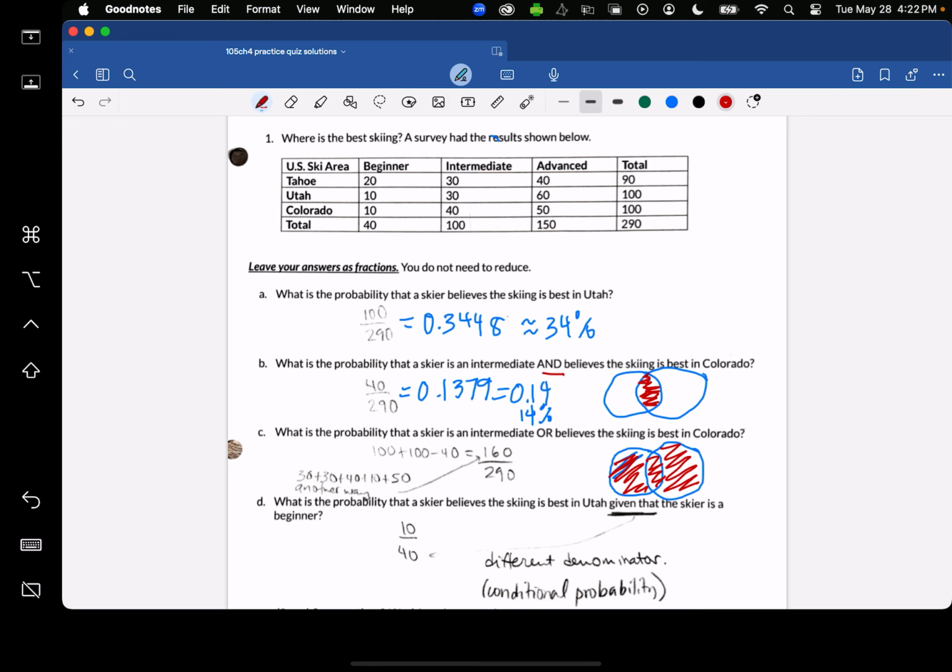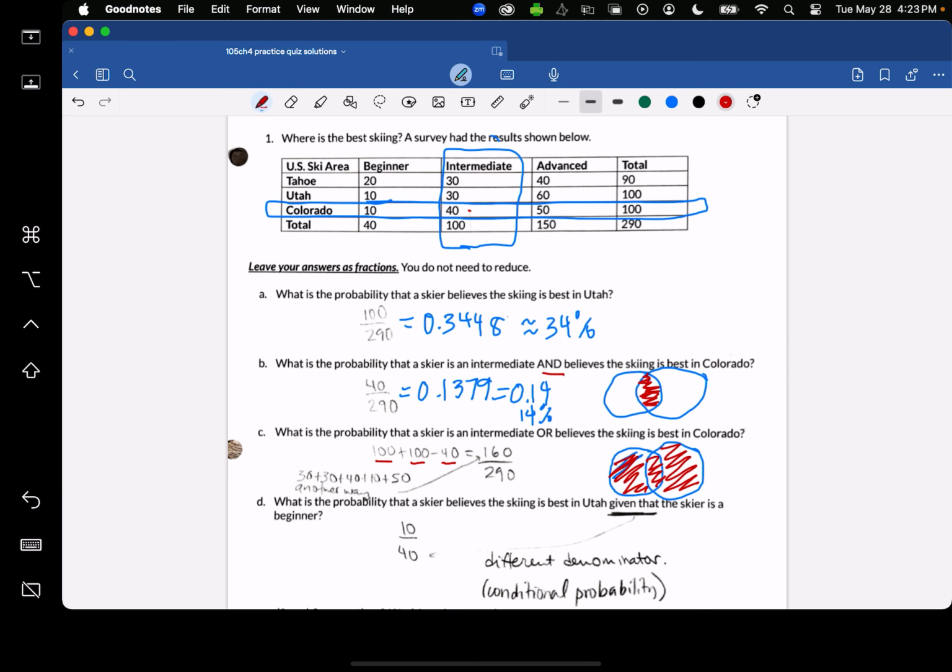There's two ways to do this. You can say that there are 100 intermediate skiers, and there are 100 people who think the skiing is best in Colorado. But if you say, oh, then that's 200 out of 290, you accidentally counted these people twice. So don't count the 40 twice. If you want to, you can do 100 plus 100 minus 40, and you'll get 160.